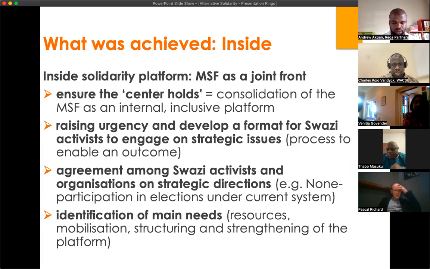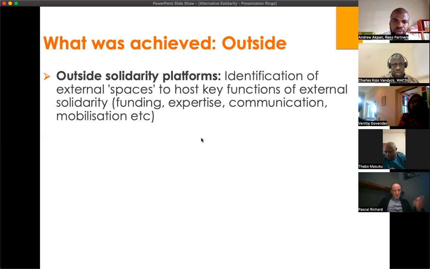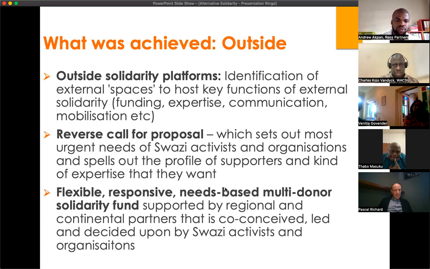Thanks, Andrew. If you can click on the next one. So the other thing was the outside. So what was achieved there? To some degree, there has been identification of external spaces to host key functions. So there, I think compared to the inside, the consolidation has been even less.